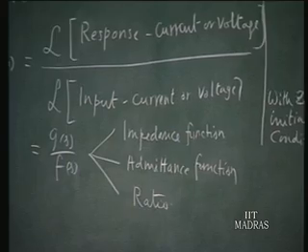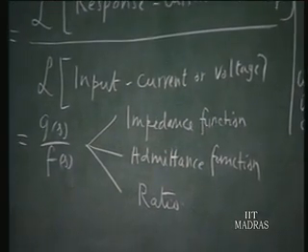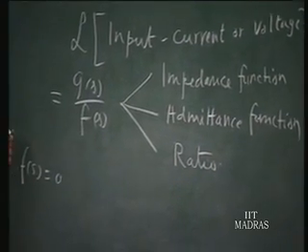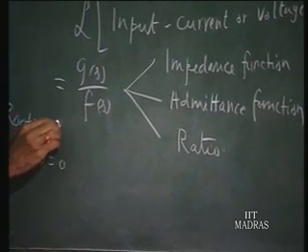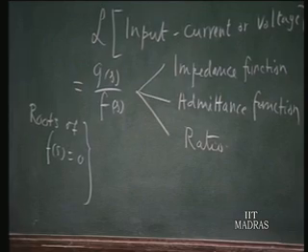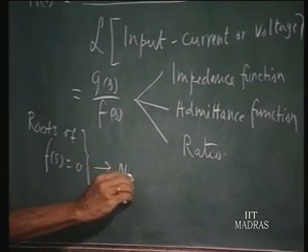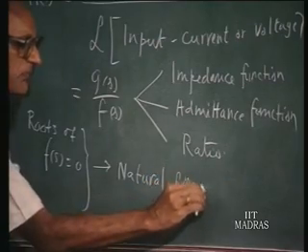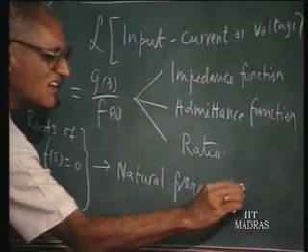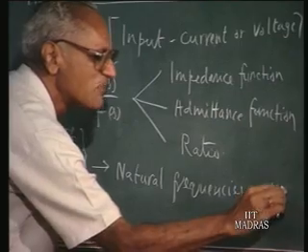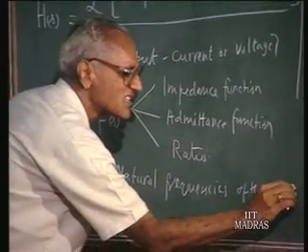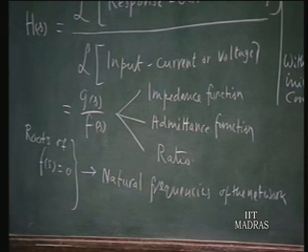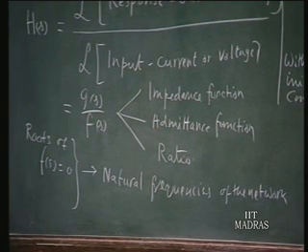A second point to observe is that F of S equals 0, the roots of this equation, which are the poles of H of S, represent the natural frequencies of the network, a property that we had already discussed in our earlier lectures. So the natural frequencies of the network are given by the poles of H of S.